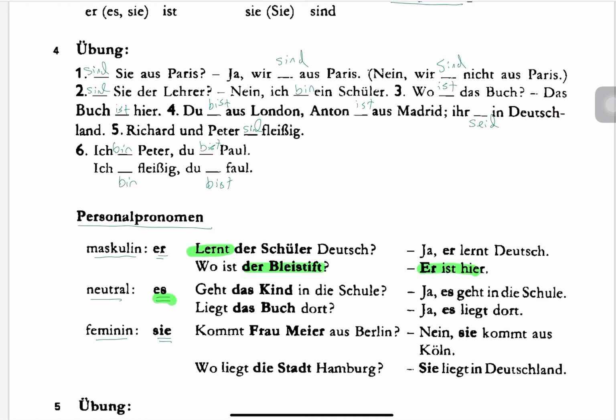For the neutral, for example: geht das Kind in die Schule? Das Kind is the kid or child, which we can use in the neutral gender. Does the child go to school? Yes, it goes to school, or he goes to school. Liegt das Buch dort? Is the book there? Yes, es liegt dort. Yes, it is there. Liegt is used if something is placed there, okay?